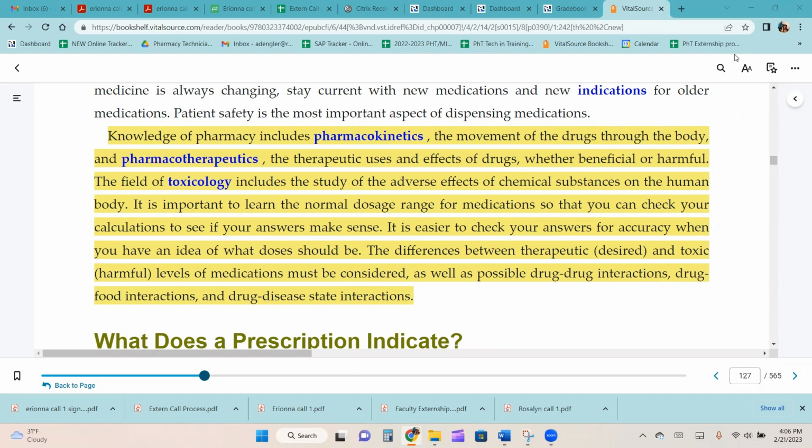The field of toxicology includes the study of the adverse effects of chemical substances on the human body. It is important to learn the normal dosage range for medications so that you can check your calculations to see if your answers would make sense. It is easier to check your answers for accuracy when you have an idea of what doses should be. The difference between the therapeutic dose, the desired, and the toxic, harmful levels of medications must be considered, as well as possible drug-drug interactions, drug-food interactions, and drug-disease state interactions.